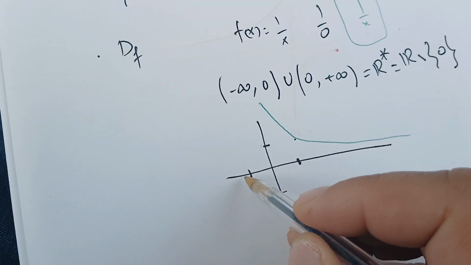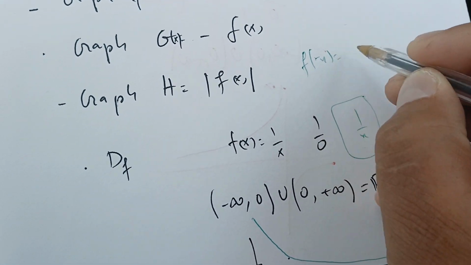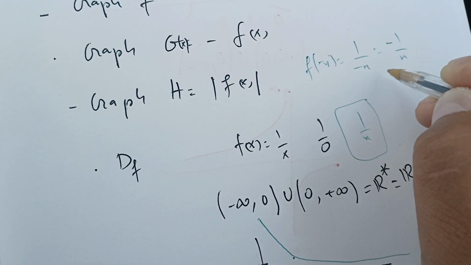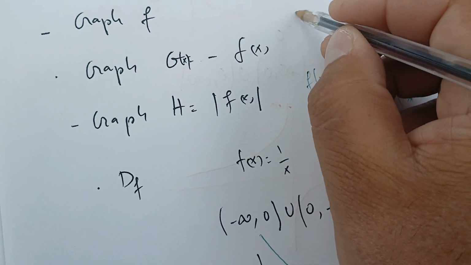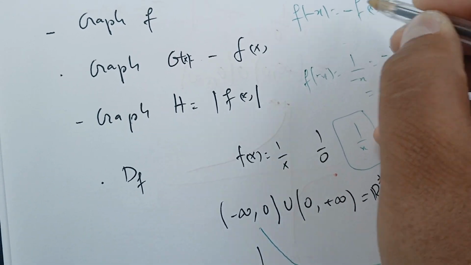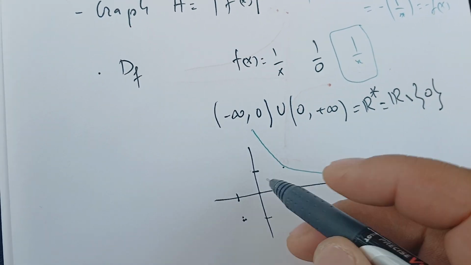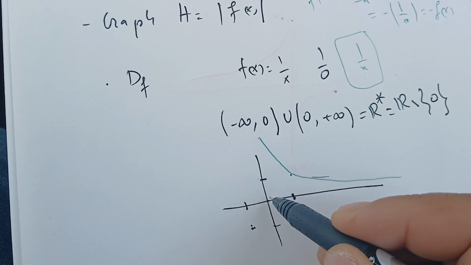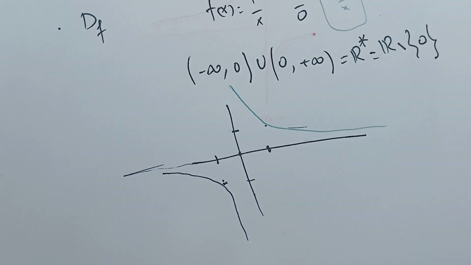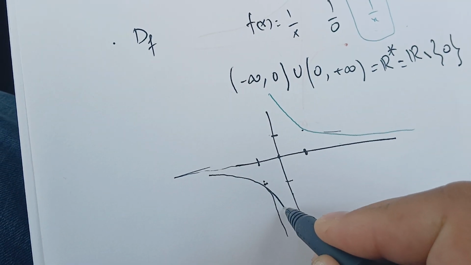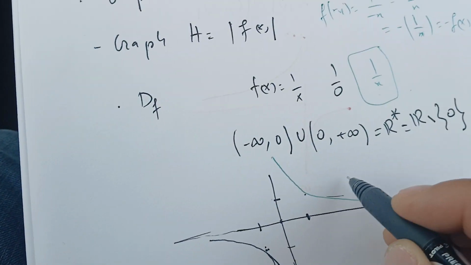Since this function is odd, why is it odd? Because f of minus x is 1 over minus x, which is minus 1 over x, which is minus f of x. If f of minus x is minus f of x, that means the function is odd, and it's going to be symmetric with respect to the origin. So here, we just take the symmetric of this graph with respect to the origin. So we have something like this. Okay, so now this is the graph of f of x.